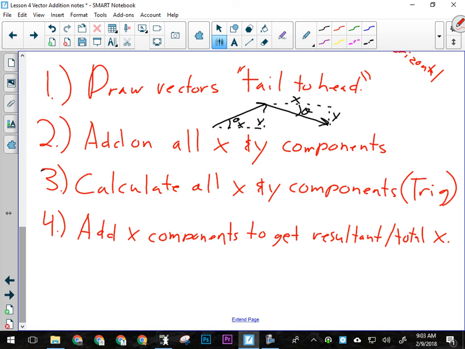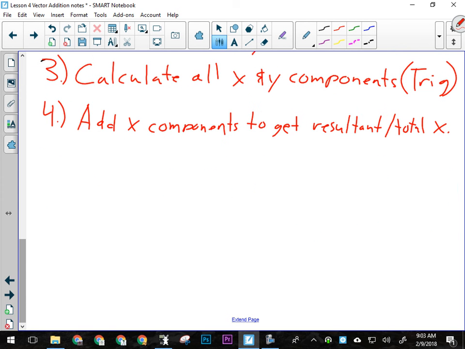Add them together to get the resultant or total x, so the complete horizontal part of the question. And then similarly, add all the y's. Now, when I say add, I have to keep in mind that sometimes I might have a negative value. Then I'm adding a negative, but we call it vector addition, so we just say add here. We don't always mean add them without regard for direction.